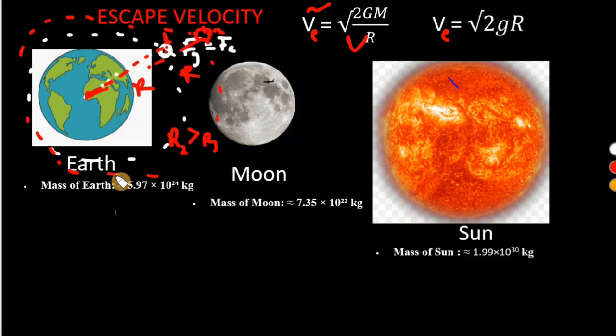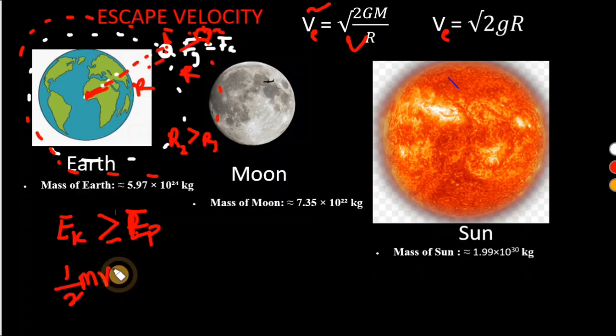So for this to be possible, we notice that the kinetic energy should be greater than the potential energy. The kinetic energy should be greater than or equal to the potential energy. And from conservation of energy, this is half mv squared equals mgh. This is the escape velocity we'll be looking at.